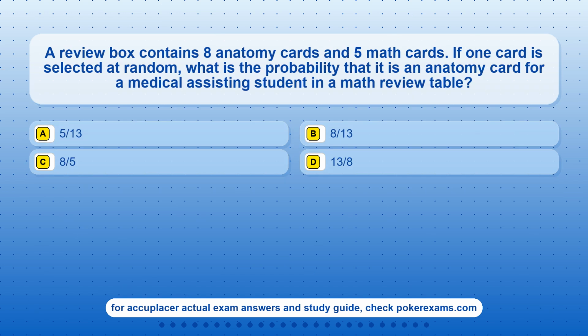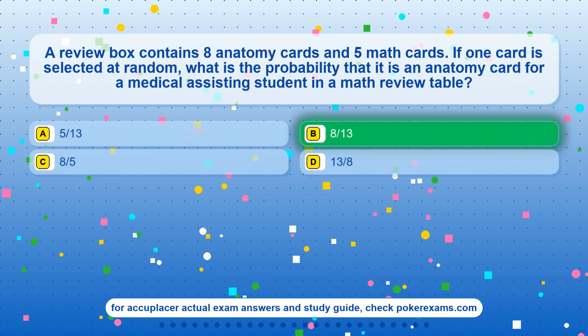Question 22. A review box contains 8 anatomy cards and 5 math cards. If one card is selected at random, what is the probability that it is an anatomy card for a medical assisting student in a math review table? Option A, 5/13. Option B, 8/13. Option C, 8/5. Option D, 13/8.